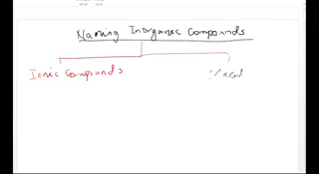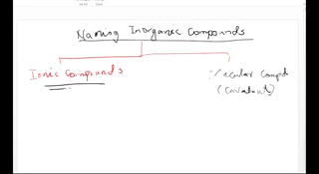Molecular compounds. Here we are majorly talking about covalent compounds. That is what we want to do majorly for today. So we want to learn how to name ionic compounds, what the rules are in naming ionic compounds, and what the rules are in naming covalent compounds.